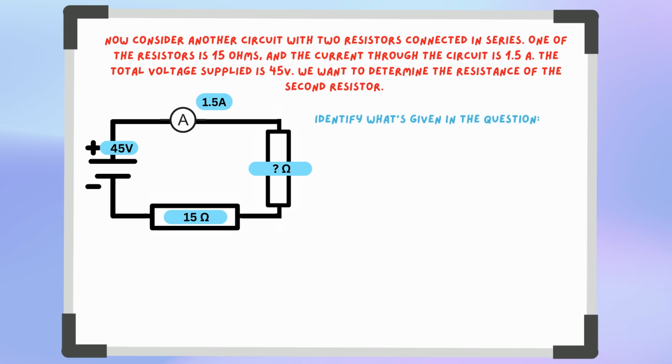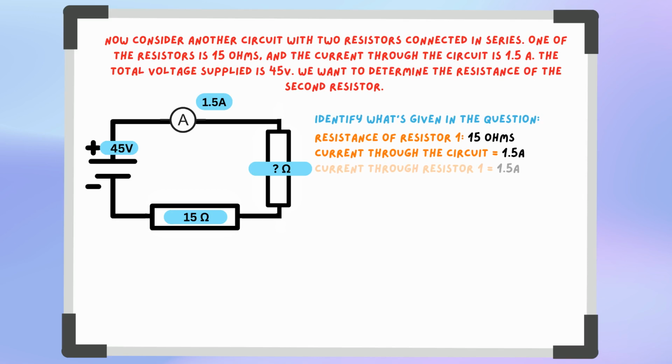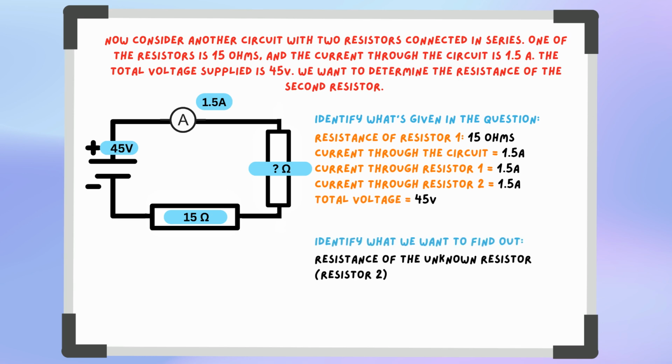Let's identify what's given in the question. We know that the resistance of resistor 1 is 15 ohms. The current through the circuit is equal to the current through resistor 1, equal to the current through resistor 2, which is 1.5 amps. We also know that the total voltage is 45 volts. Next, identify what we want to find. We want the resistance of the unknown resistor, resistor 2.